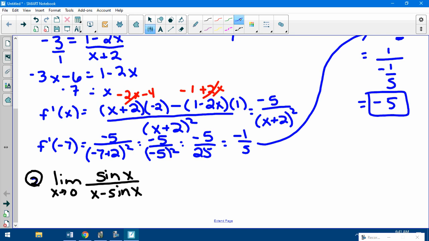Plug in 0. What's sine of 0? 0 over 0 minus sine of 0. 0 minus 0 is 0. So I get 0 over 0, which used to be bad, but now it's good, because what's that let us use? L'Hopital.